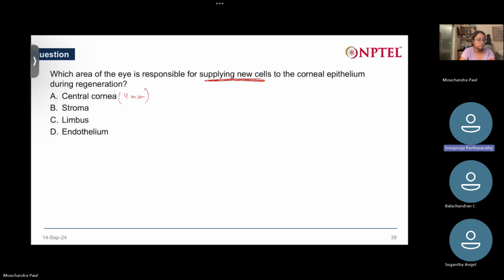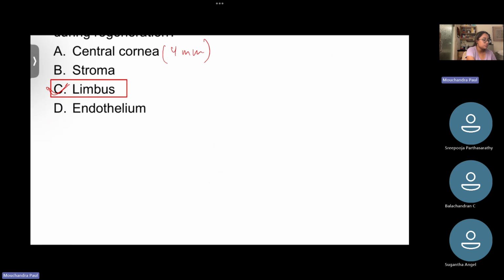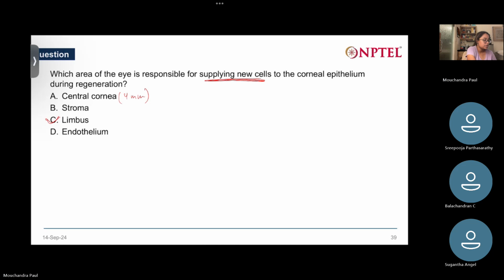I'm not sure, but is it A, ma'am? So actually, the correct answer is C. It's from the limbus. So where is the limbus? So you see, this is the, not this diagram. The limbus. Let me show you through a different diagram.